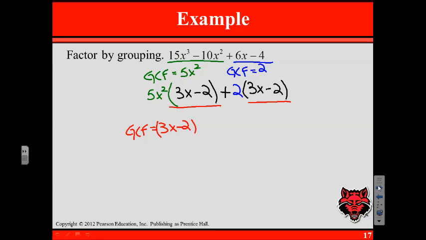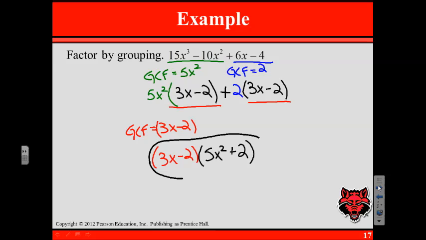So just like we did in the last 2 steps, we write that greatest common factor on the outside, and we now divide each term from the previous step by 3x minus 2. Then the binomials cancel, 5x squared for the first term, plus the binomials cancel, and we're left with a 2. And we've now successfully factored by grouping.